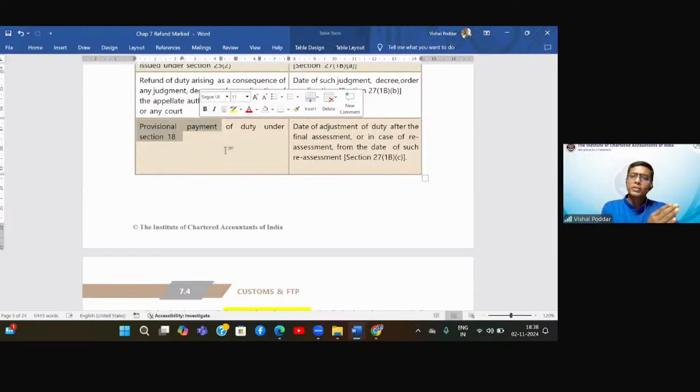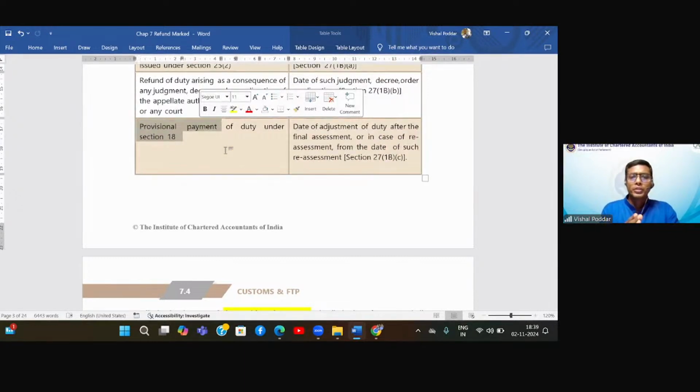Now let us say the original assessment was made at 18% and later on it was found that it is only 10%. So you have paid 8% extra. This 8% extra will be now eligible to you as refund, obviously applying the principle of unjust enrichment, assuming you have not passed on the duty incidence because the goods are still lying with you. In such a scenario, you are entitled to get that extra duty paid as refund.